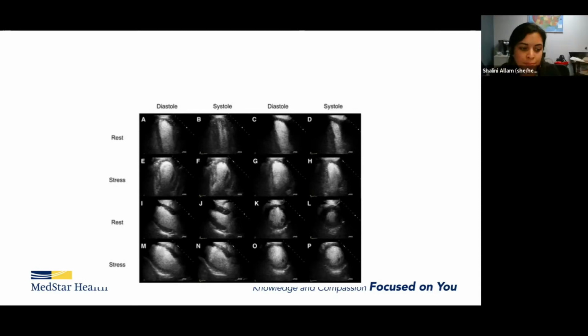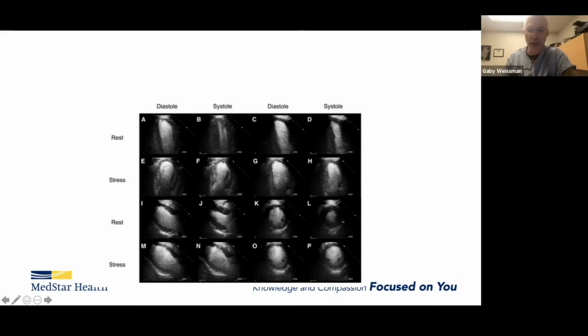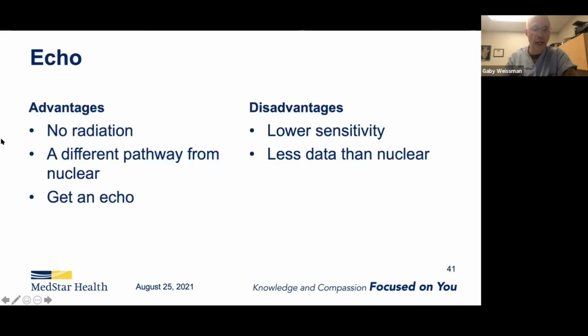Got it. Thank you. And at the end of all these various stress tests, I'll give sort of my general take on the approach. So echo, again, no radiation. It's very different than the other two tests, right? The other two tests I said were perfusion tests. This is a function test. It's really quite different. And like MRI, you get an echo, which is a very powerful test. Lower sensitivity, we just talked about that. And again, less data than nuclear, probably more than MRI, but the data seems to be very supportive.